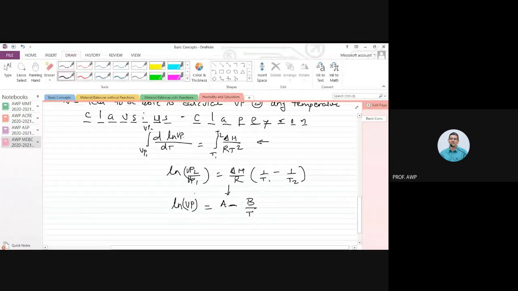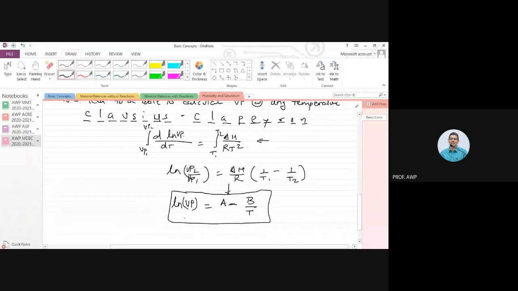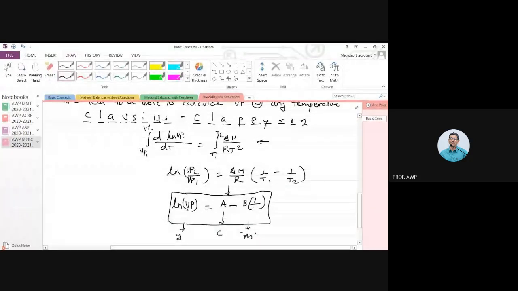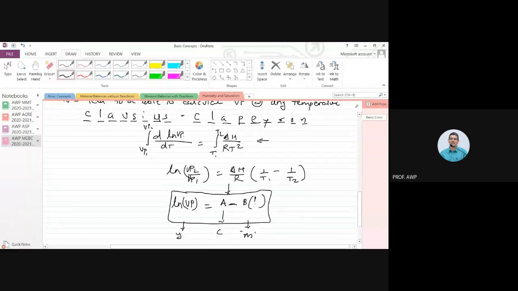So this is like Y is equal to mx plus C. This is your Y, this is your M, and this is your C, and X is 1 by T, right? So if you want to rewrite this, B divided by 1 by T. So 1 by T is your X, ln Vp is your Y, A is your intercept, and M is now your minus B, right? So this is your Clausius-Clapeyron equation.